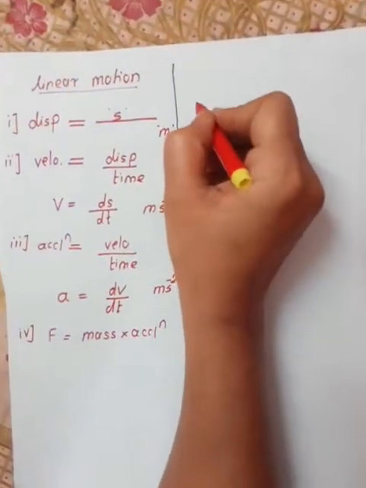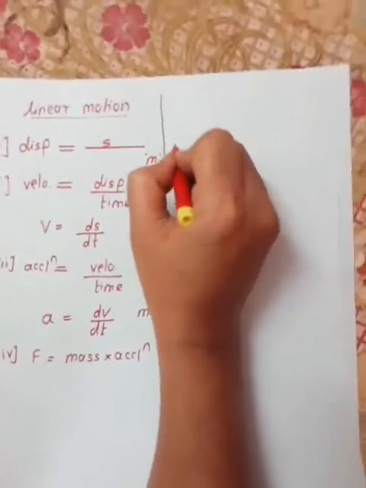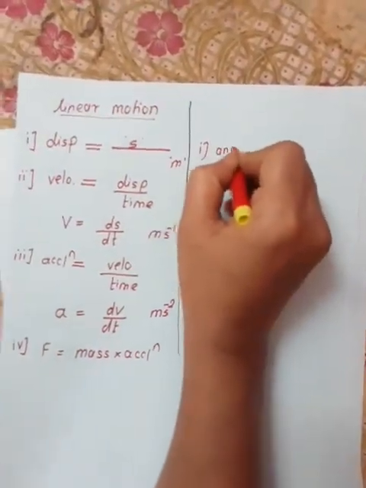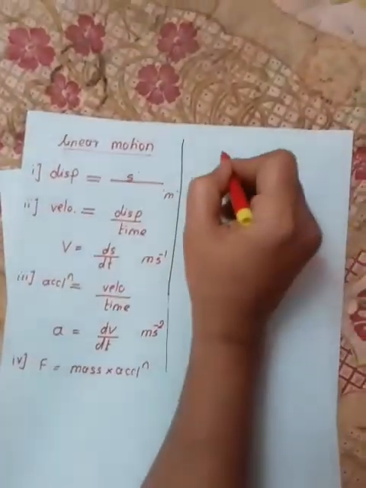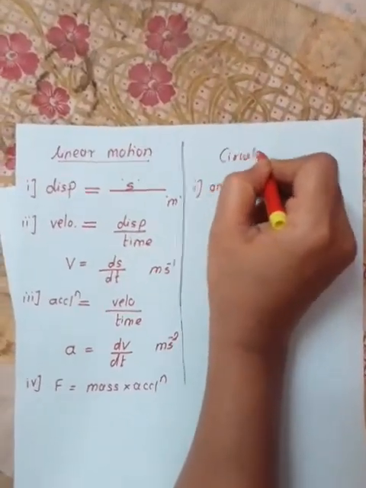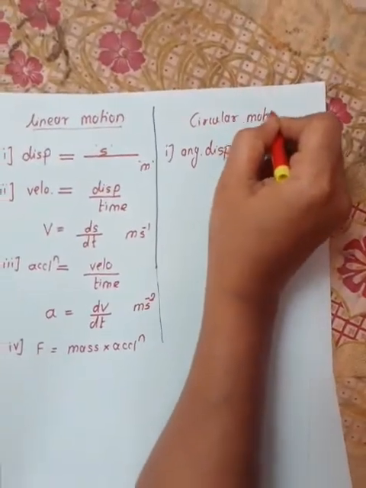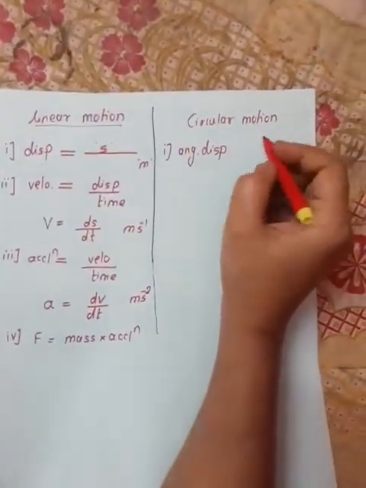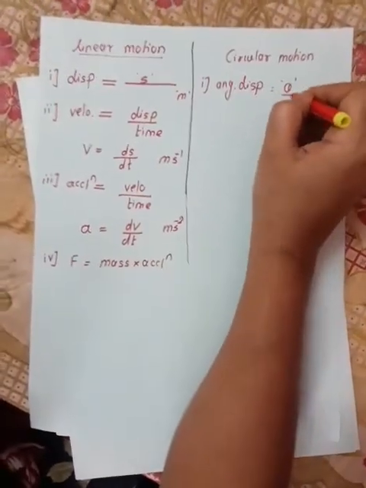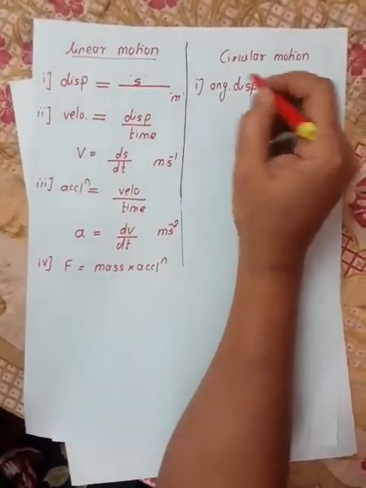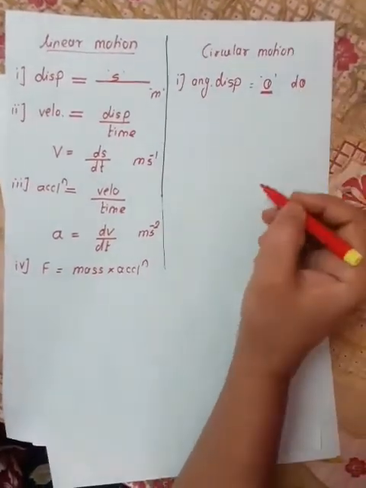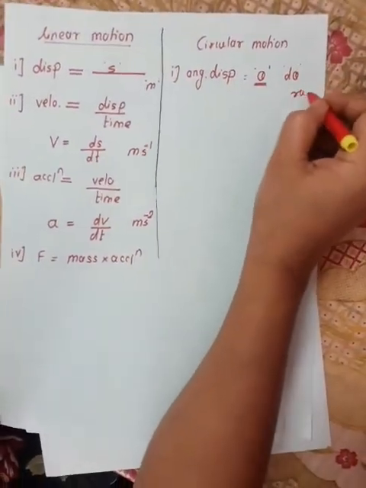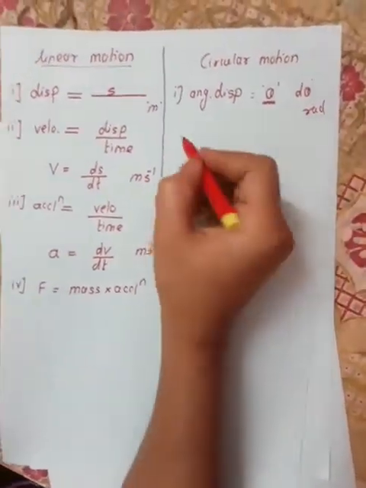This consists of, firstly, angular displacement. Angular displacement has simple notation taken as theta, because theta is nothing but notation for angle. Angular displacement is also known as delta theta. Its unit is radian because it is angle.